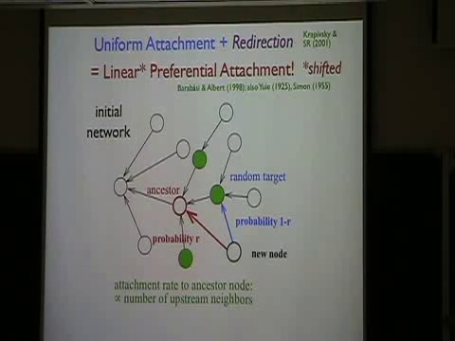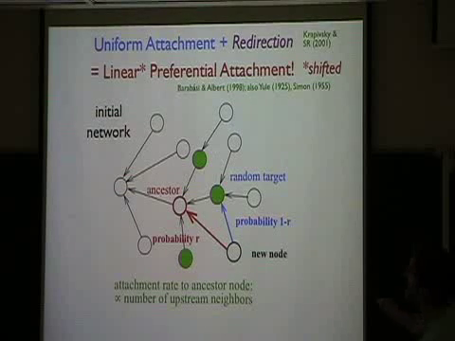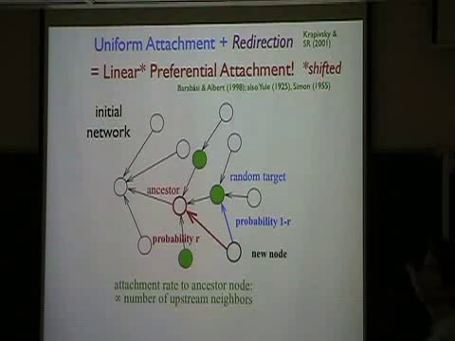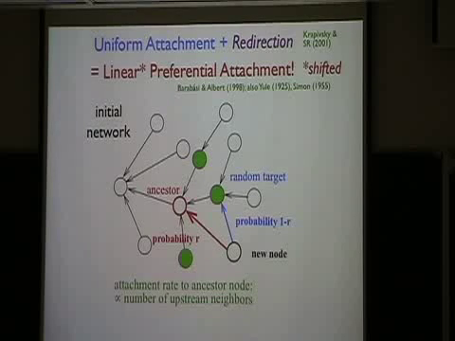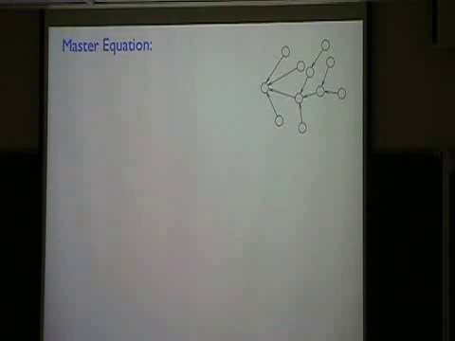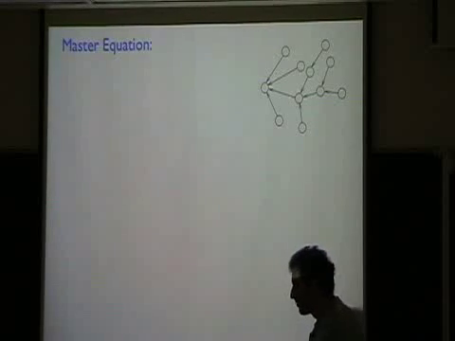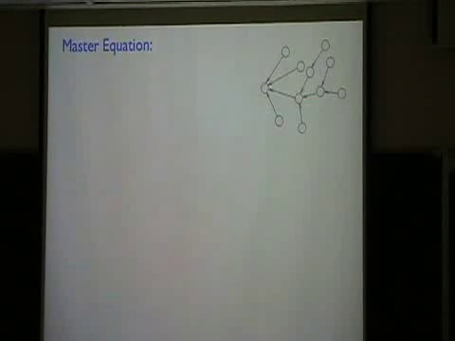The one other thing, though, as you're going to see, is that this model gives me linear preferential attachment with a little shift. And if you don't know what I mean by shift here, it'll become clear in just a moment. Okay. So in order to demonstrate that this redirection mechanism gives rise to linear preferential attachment, let's now write down the master equation for this process.